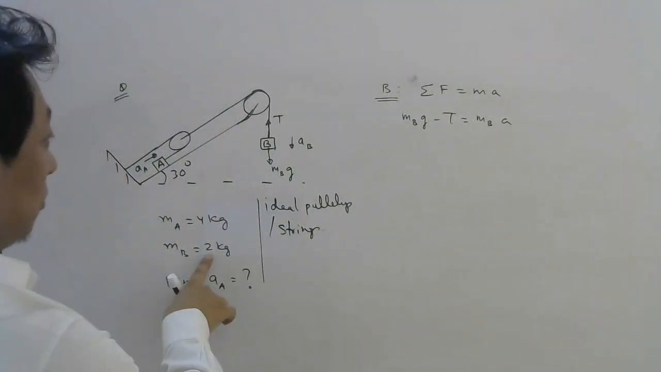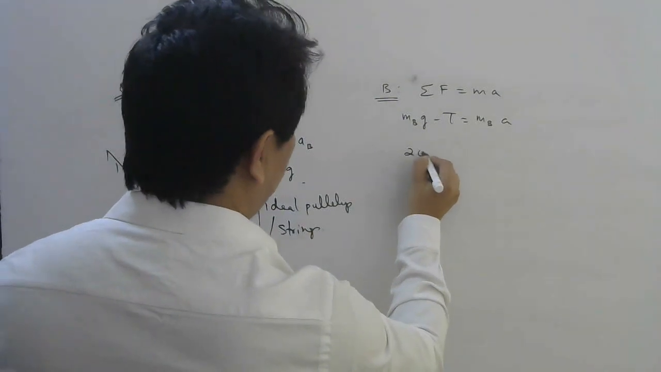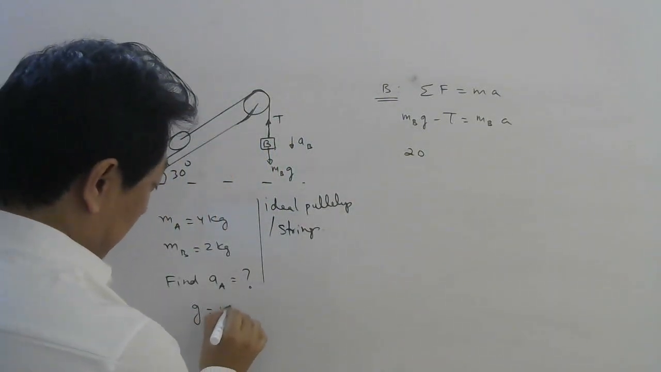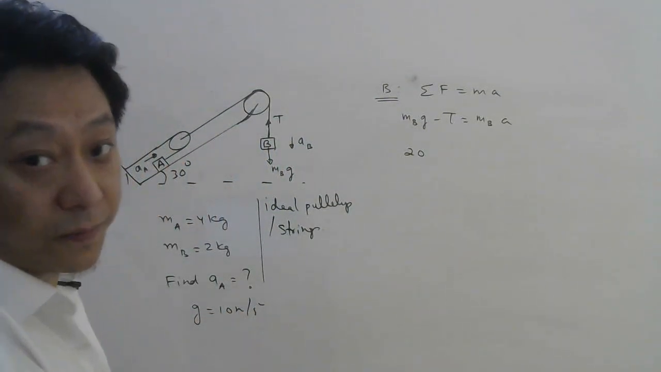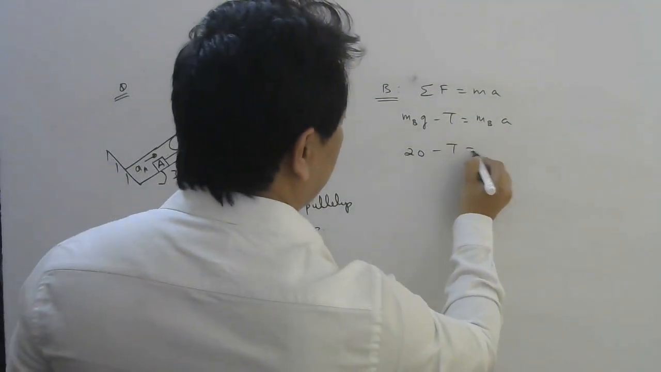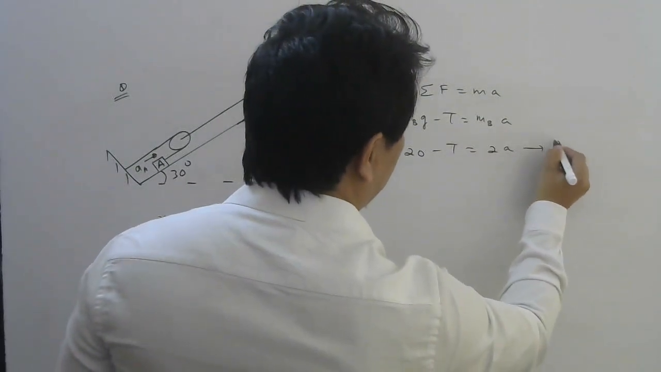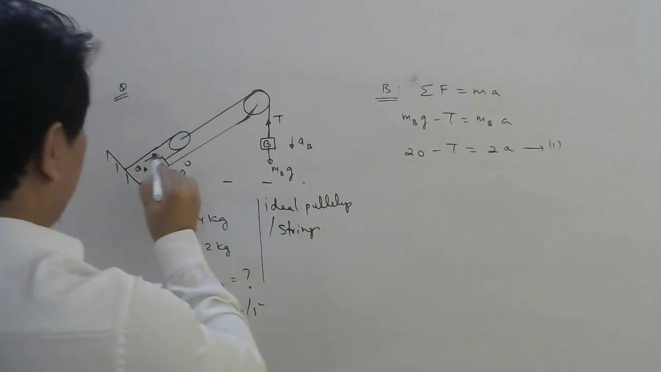What is the mass of B? 2. So 2 into G will be 20. I am assuming G is 10 meter per second square. Minus tension equals 2 into A. Equation 1. Now for block A.